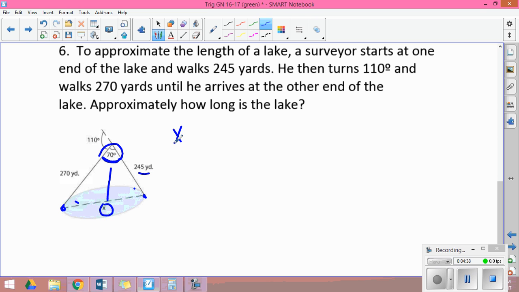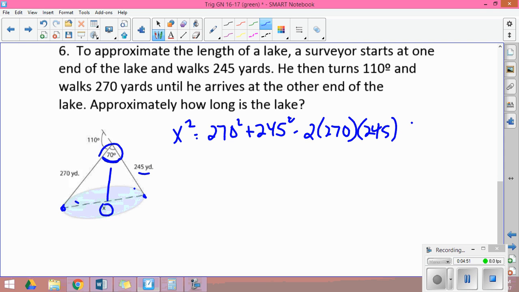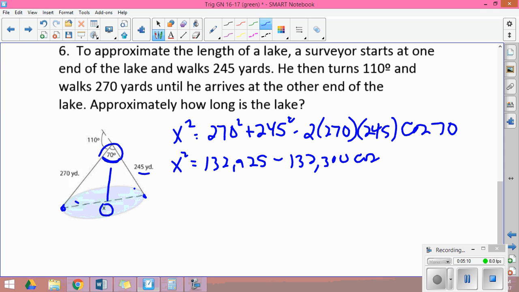So I start with the side x squared is equal to 270 squared plus 245 squared minus 2 times 270 times 245 times the cosine of 70. Now these are going to be some pretty sizable numbers. So when I get done, I have x squared is equal to 132,925 minus 132,300 cosine 70. Remember, you must do this side first, that multiplication first.